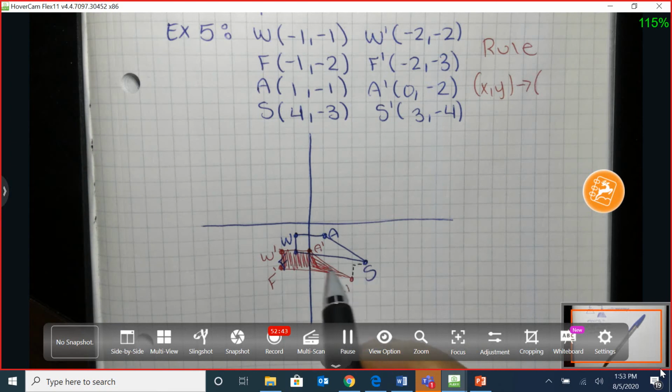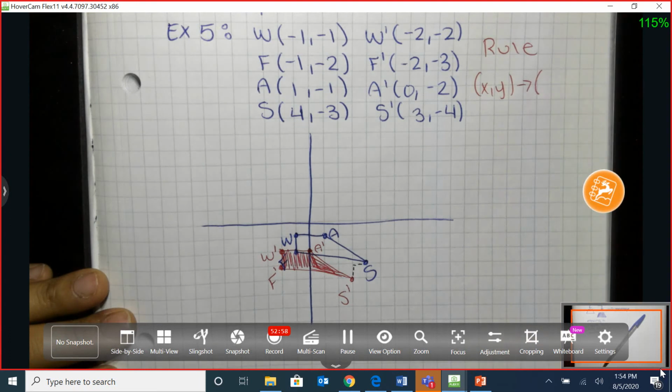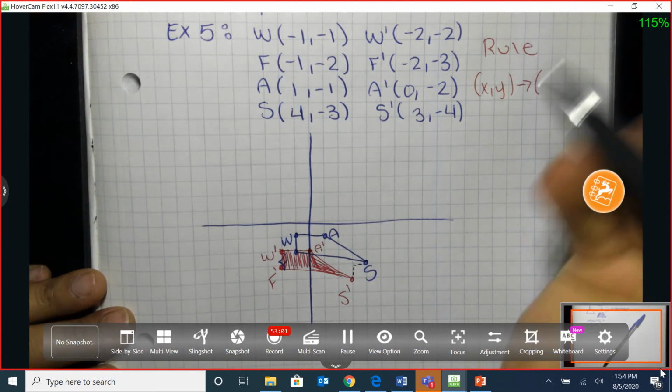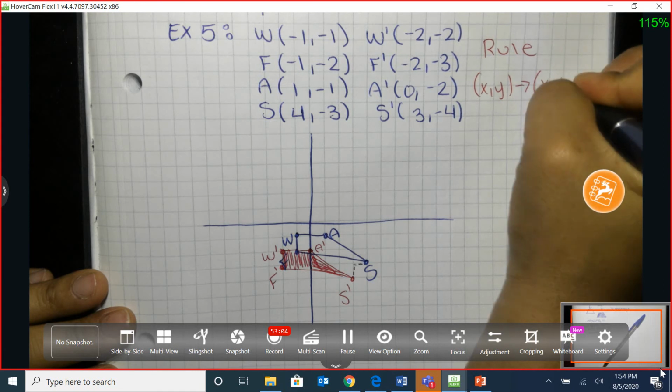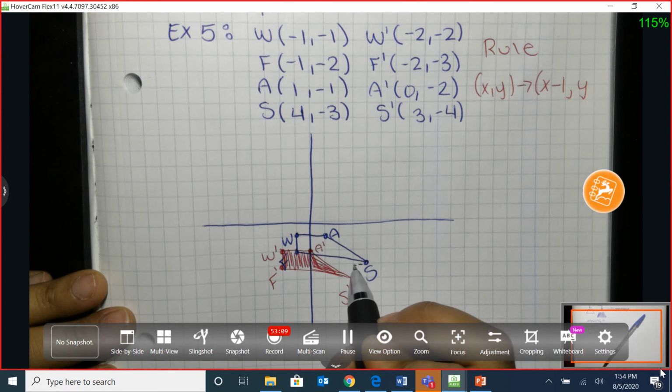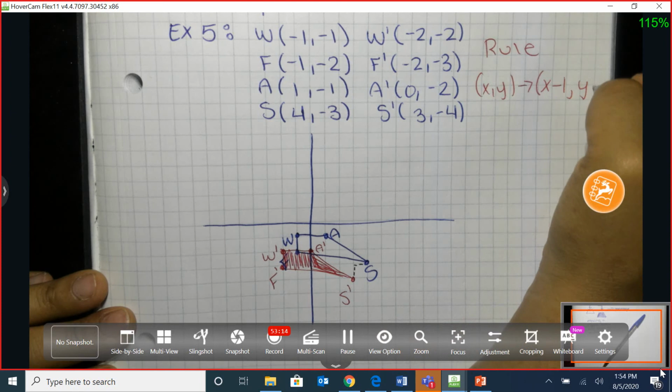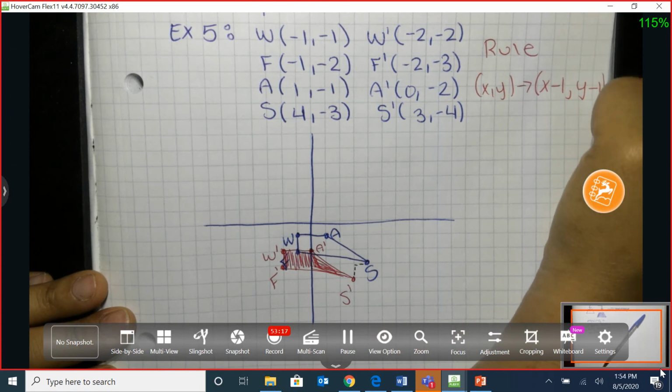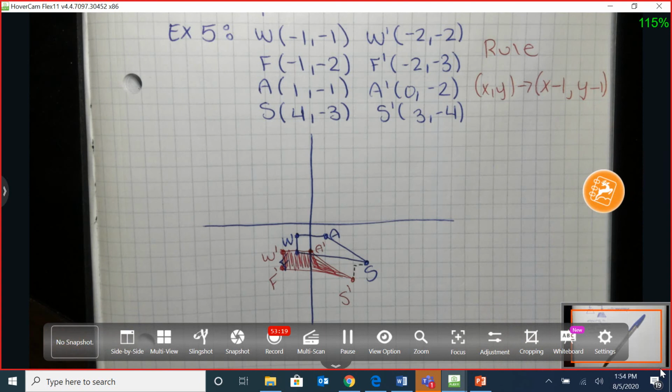Remember, you always go left or right first and then up or down to connect to your point. So as you can see, we went left how many units to get to S prime? How many units did I go left? Just one. So I'm gonna go ahead and write down here on my rule, okay, x minus 1 because we're going to the left. And then on the y, so we went left 1 and then what? 1 down, so it would be y minus 1. There you go. And that's it.